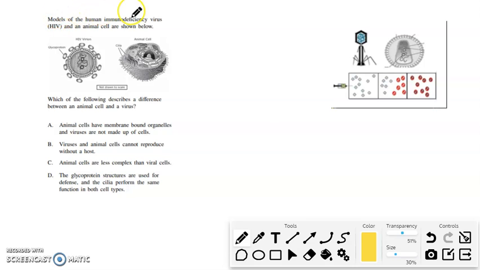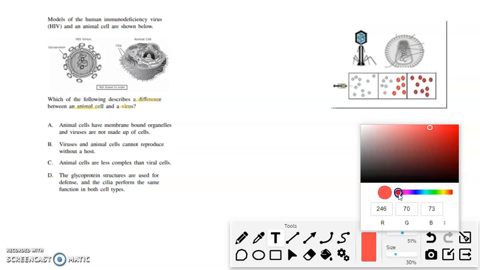Models of a human immunodeficiency virus, HIV, in an animal cell are shown below. Which of the following describes a difference between an animal cell and a virus? Okay, so the first thing I'm going to do is underline some important words. I'm going to underline animal cell and virus, and I'm also going to underline difference because I'm going to be comparing the two. Okay, so I'm going to go ahead and create a T-chart.